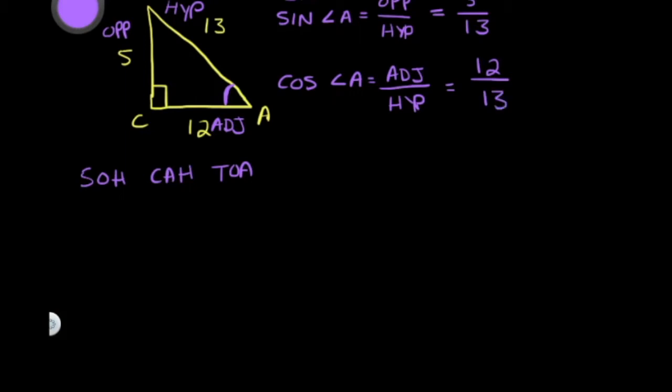There we go. And if we do tangent, so tan of angle A, tan is opposite over adjacent. So opposite was 5, and adjacent was 12. And that's all we have to do for this question.